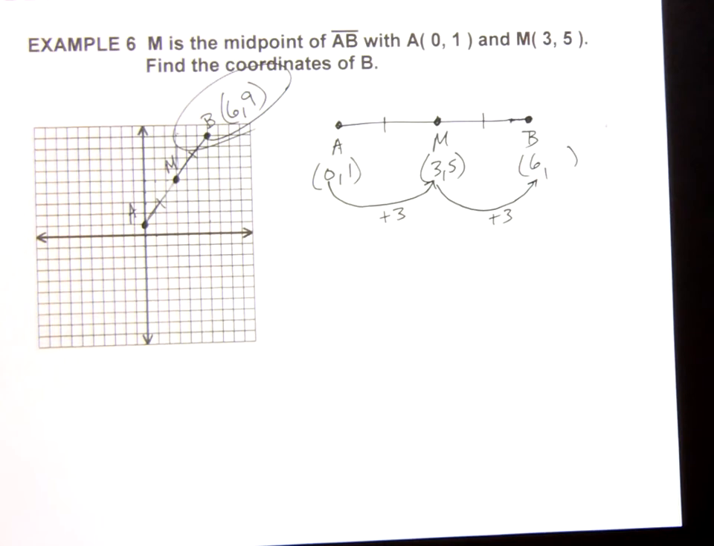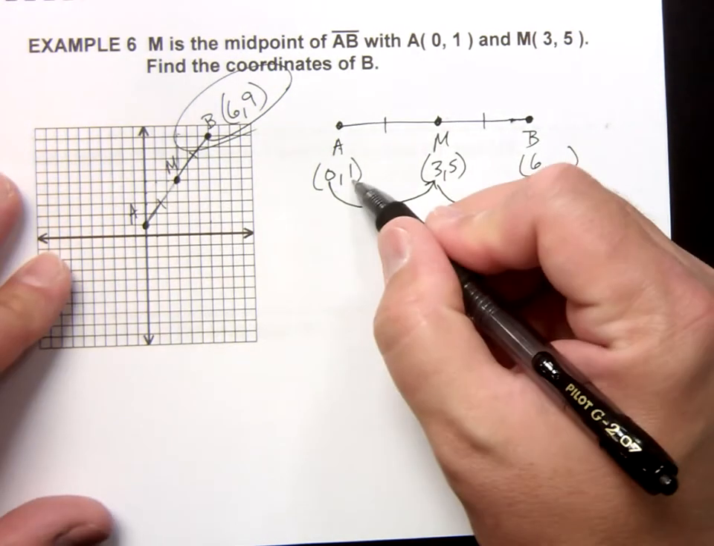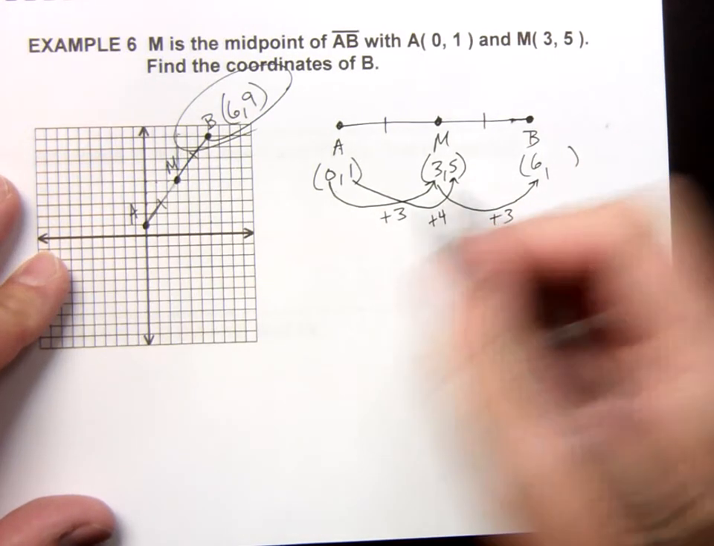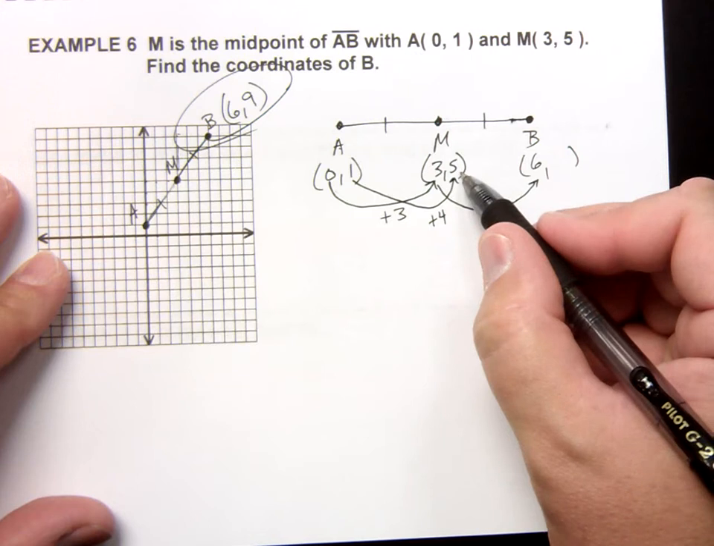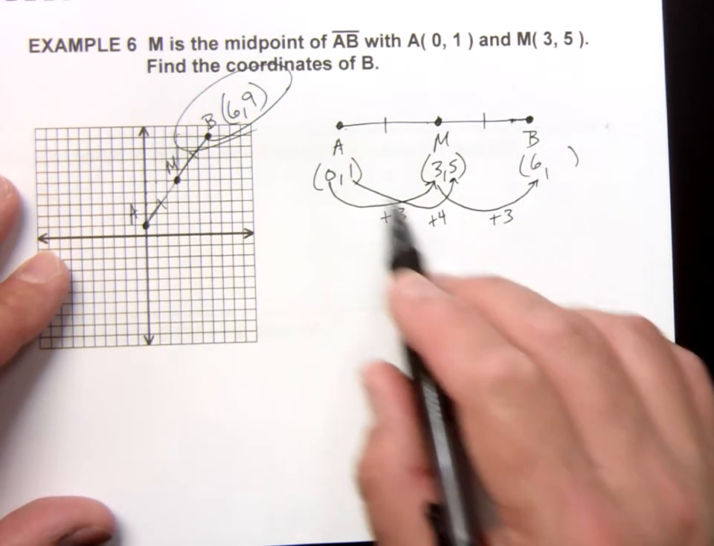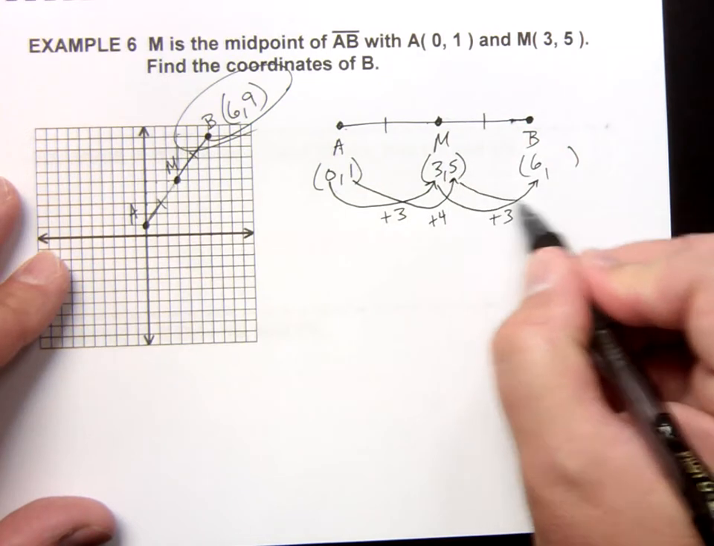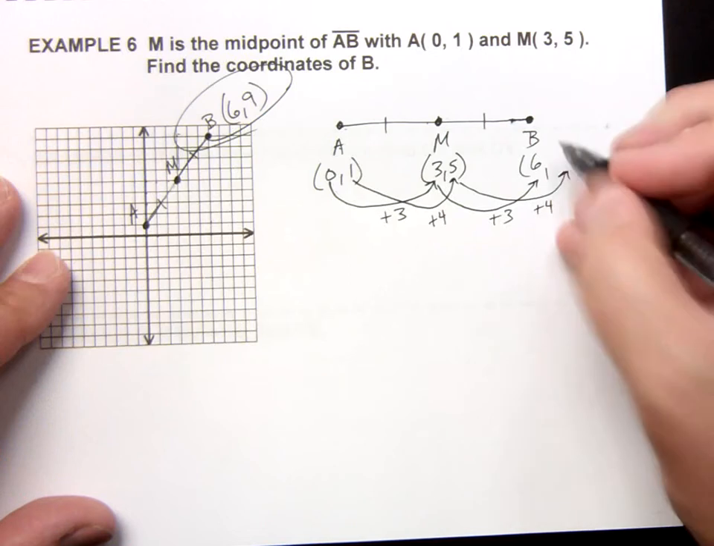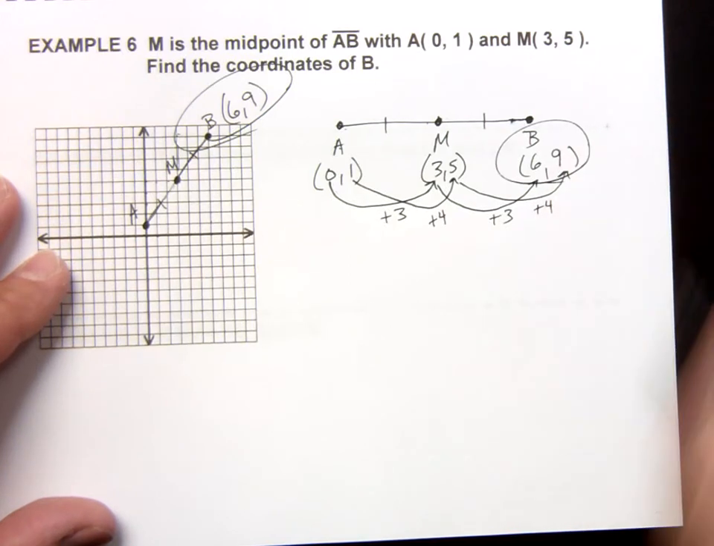Then I'll repeat the exact same process with the y value. So the y value went from 1 to 5. Well, that's an increase of 4. Well, this distance and this distance are the same. So if this is an increase of 4, then this should also increase by 4. So 5 plus 4 is 9. And you'll notice we got the same thing that we got right here.